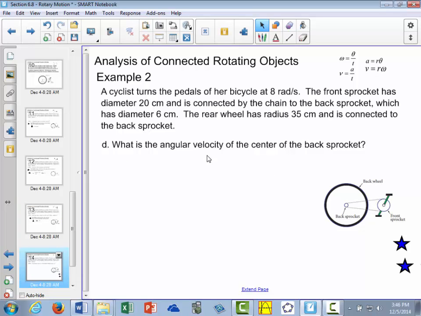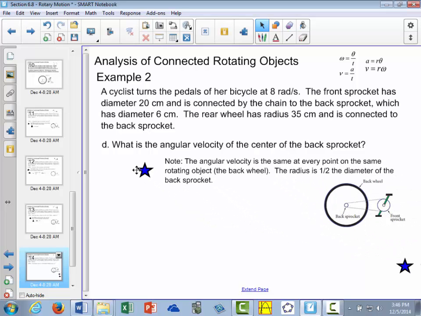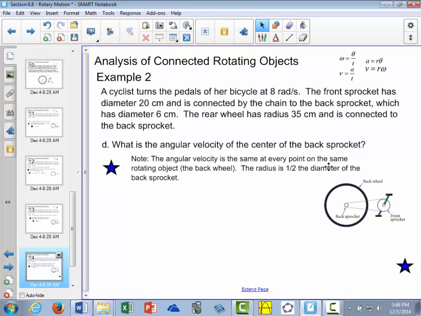So now we want to know the angular velocity of the center of the back sprocket. So how fast is this little guy spinning around? Well, here, if we're looking for the angular velocity, we have to recognize that it's the same at every point on the same rotating object, the back wheel. And the radius, again, is half the diameter of the back sprocket. So if we know the linear velocity, then we should be able to figure out the angular velocity.